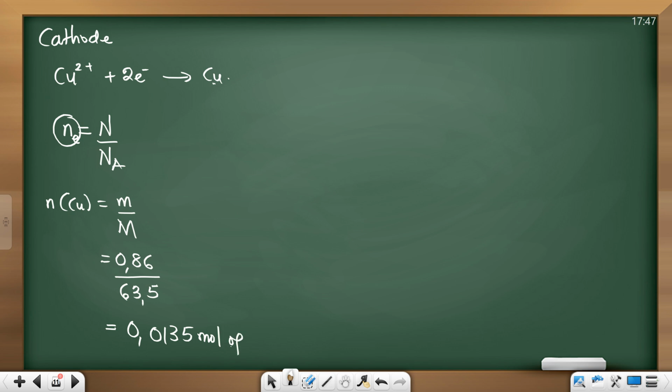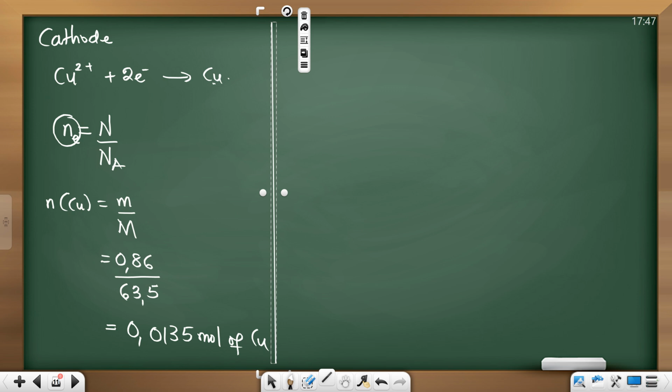I like to do this. Moles of copper. I want to tell the examiner I know my story. Step 1 is done. Number of moles produced. What is step 2? Mole ratio. What am I dealing with? Electrons and copper. Electrons. And what? Give me the mole ratio. 2 is to 1. Do you see where my 2 came from?